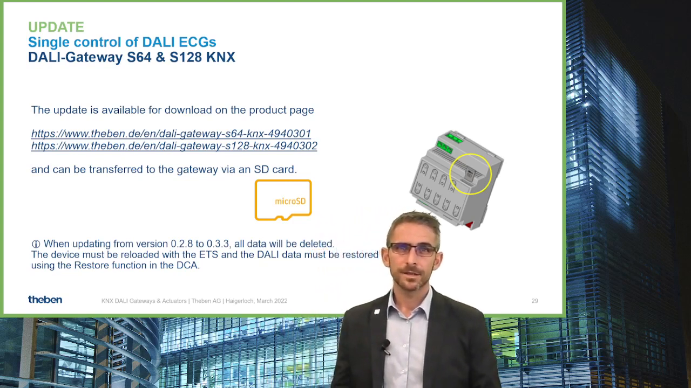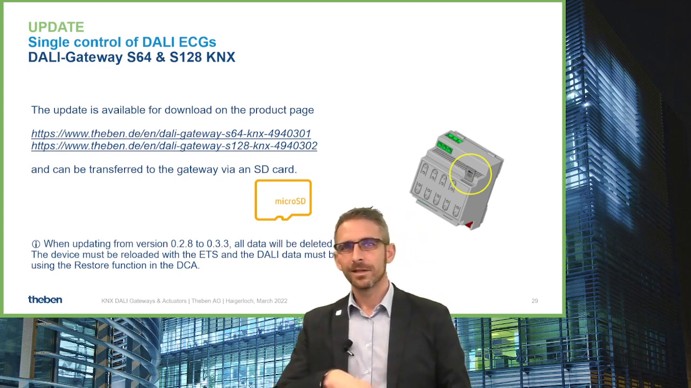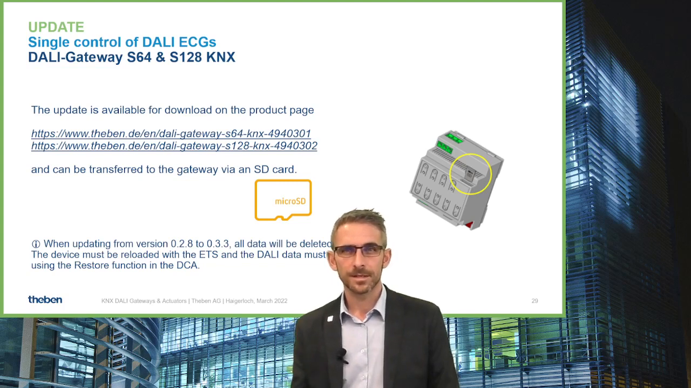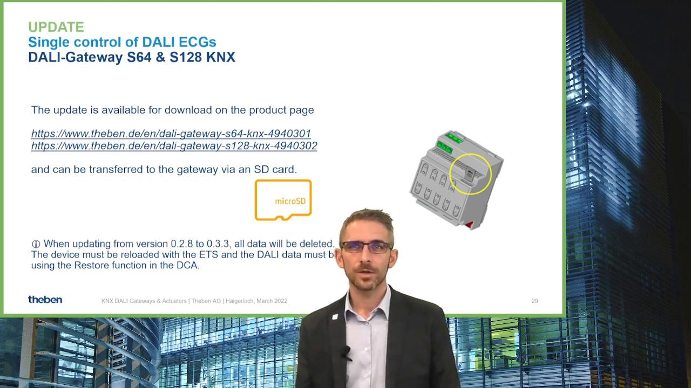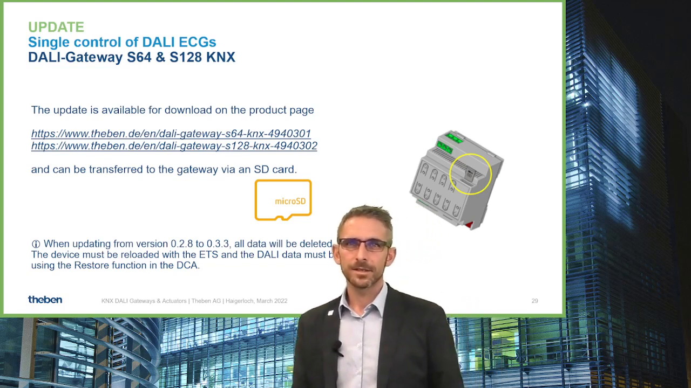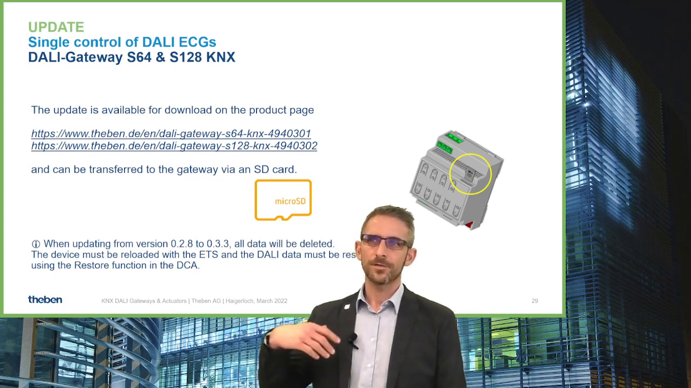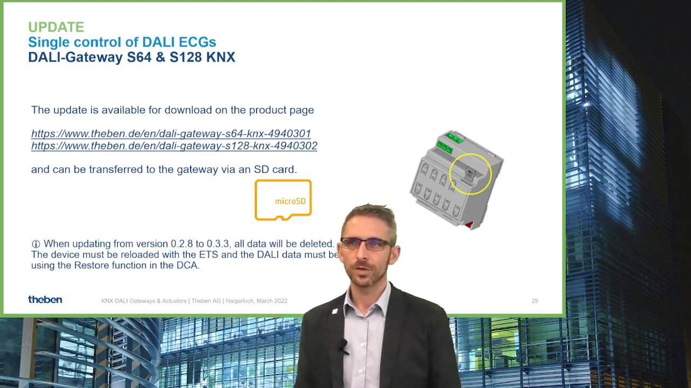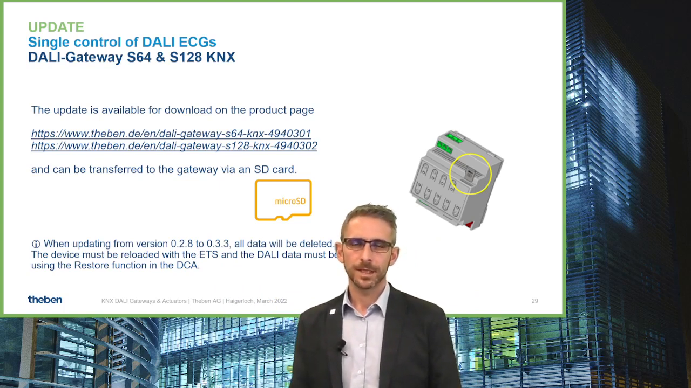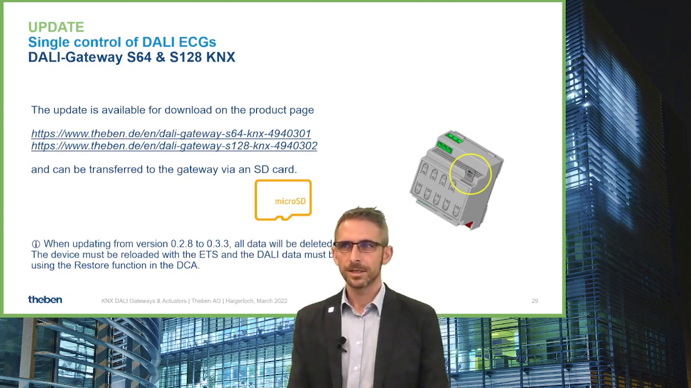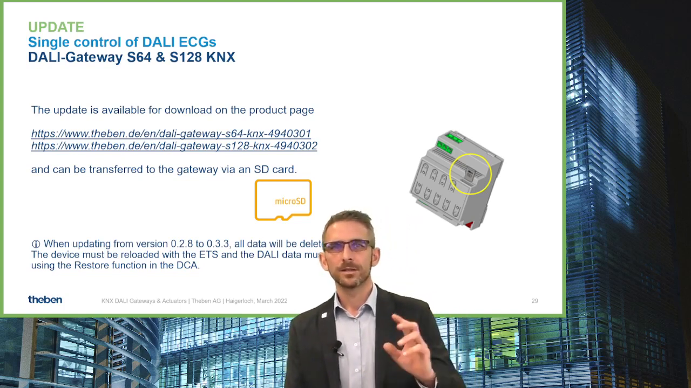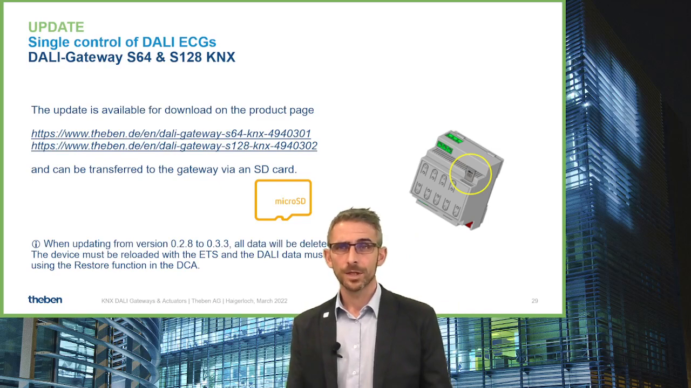We have to note that it is a big update because we add additional function. We add the individual control with up to 64, let's say, channels, or 2 times 64 channels for the individual control. And because of this, all data in existing devices will be deleted. So if you update a device from the current version 0.2.8 to the new version 0.3.3, all the data will be deleted in the DALI gateway. Because of this, it is needed to use the restore function in the device configuration app and, let's say, to read back the DALI configuration into the device.